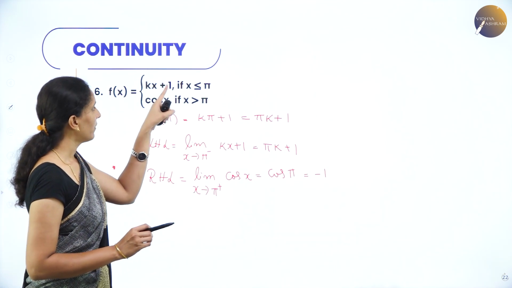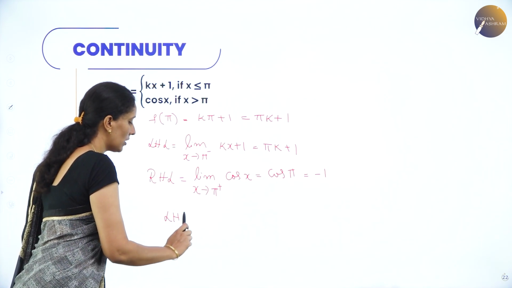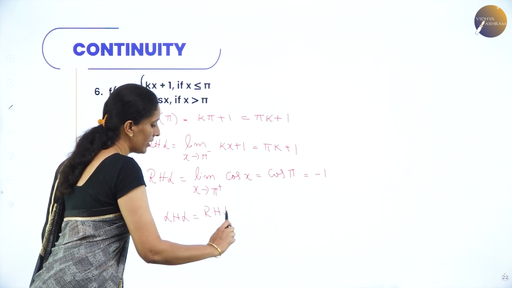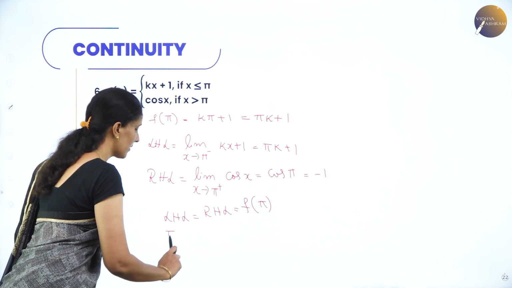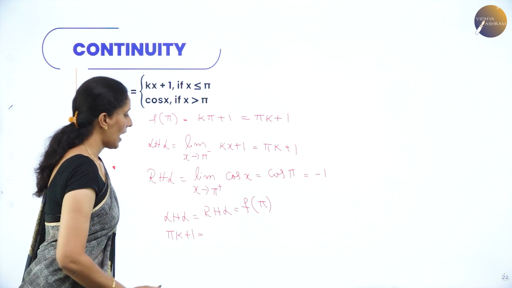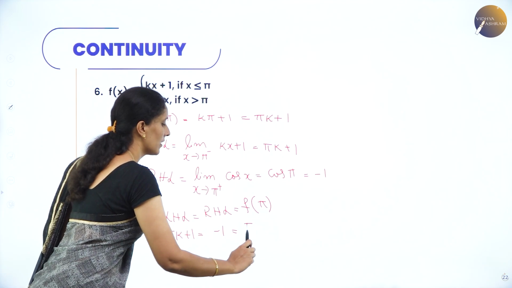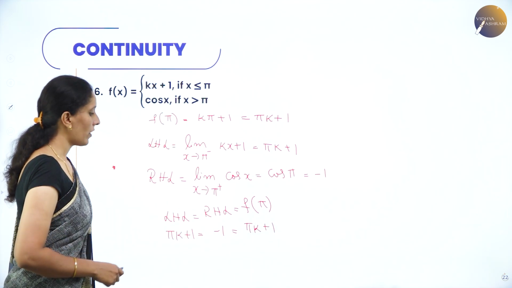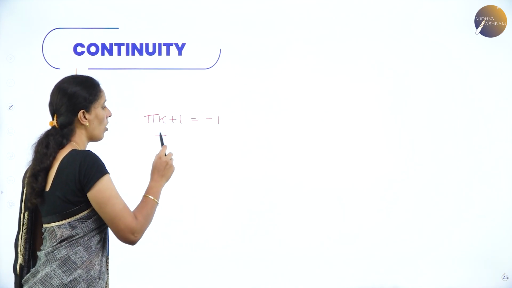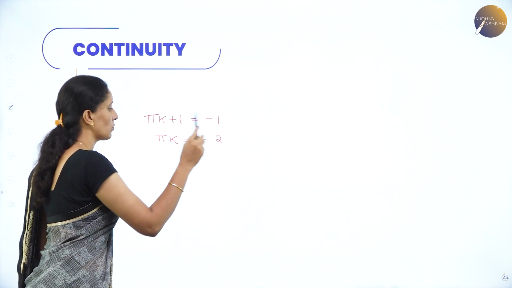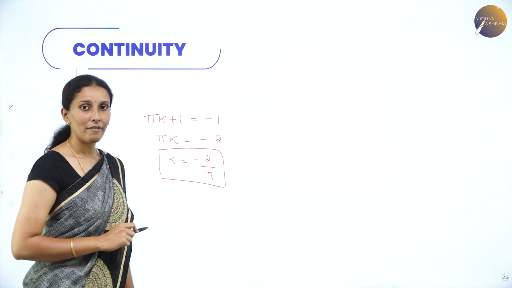Now since the given function is continuous at x is equal to pi, we can write LHL is equal to RHL and it is equal to f of pi. So what is the left hand limit? Left hand limit is pi k plus 1 and right hand limit is minus 1 and f of pi is pi k plus 1. So from this we can clearly write pi k plus 1 is equal to minus 1, or pi k is equal to minus 2, or k is equal to minus 2 divided by pi. So this is the value of k.